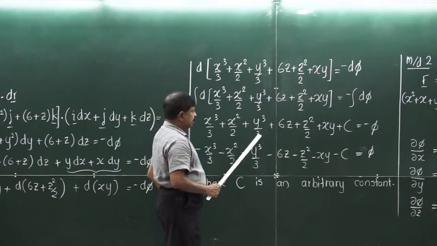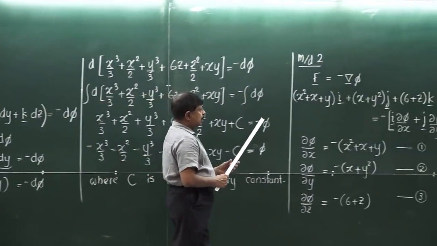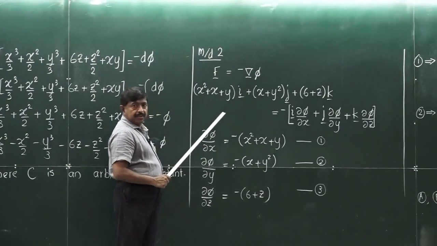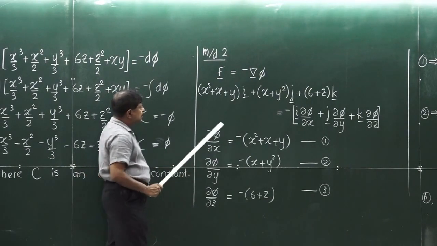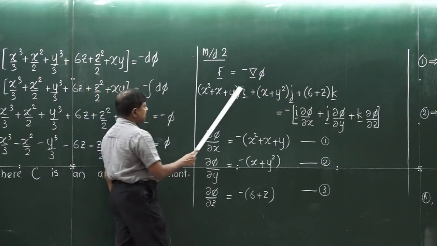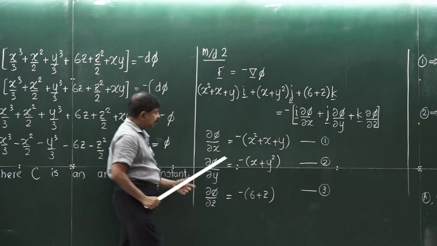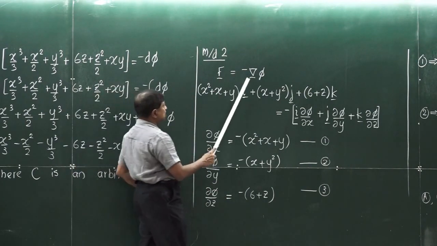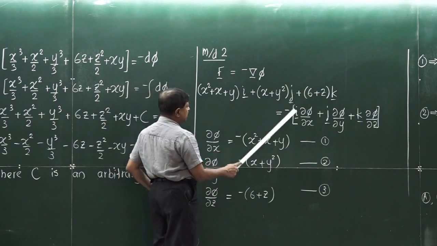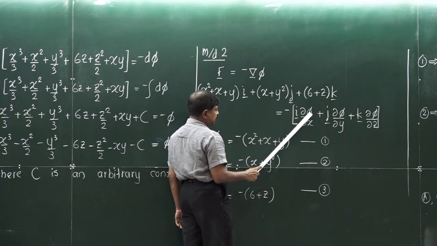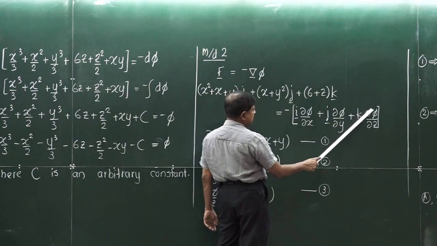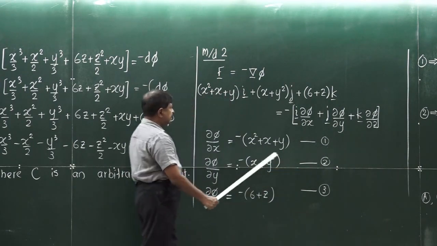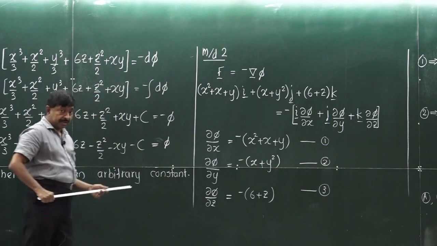Now, the second method. Second method is totally different from this one. Here again you start off with this one. Now, plug in what you have for F, and in the right hand side you know grad phi is I partial phi over partial x, j partial phi over partial y, k partial phi over partial z. You have a minus sign in front.